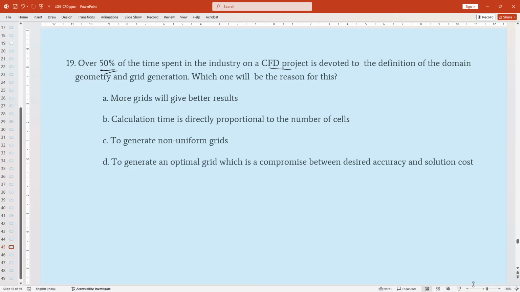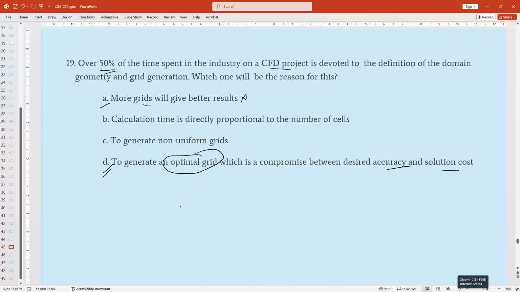The apt answer among the following is D. It is true that more grids will give better results, but we can't keep on increasing the grid points for an industry, because as the number of grid points increases, the calculation time as well as the computational cost will increase. So we try to optimize. The optimization is between desired accuracy and solution cost, that is solution time or the cost spent over it. So our requirement is to find an optimal grid.